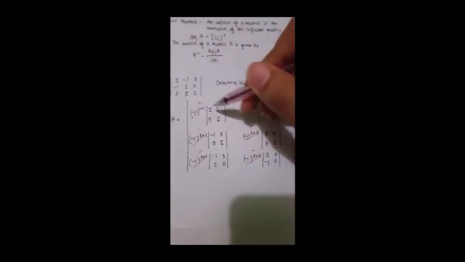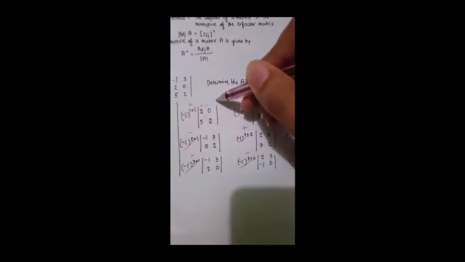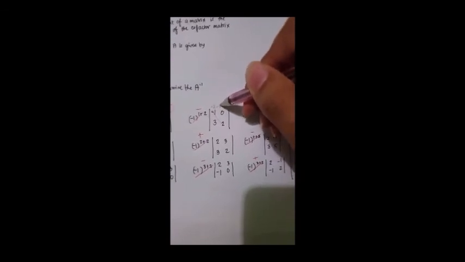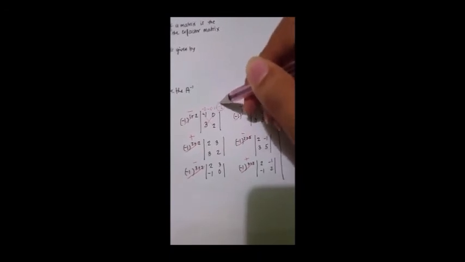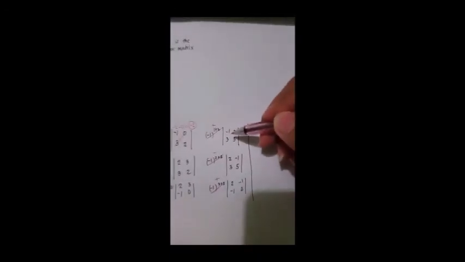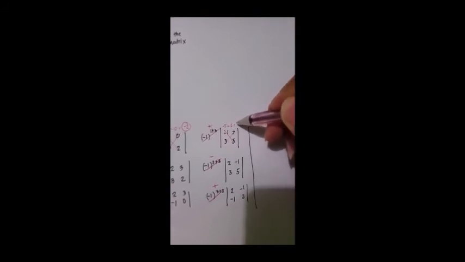Next, I have to get the determinant of each cofactor. This is 4 minus 0, which will become 4. This one is negative 2 minus 0, which will become negative 2. This will be negative 5 minus 3 times 2, 6, which will be negative 11.